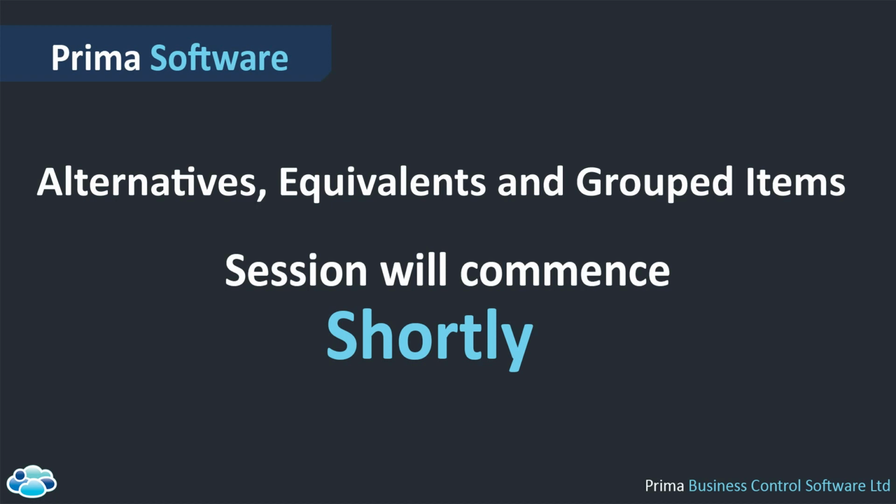And today we're going to be looking at the alternatives, equivalents and grouped items in Prima. So what does it mean? Where does it exist in the system? And what are your options basically? Some of it can get quite complex.